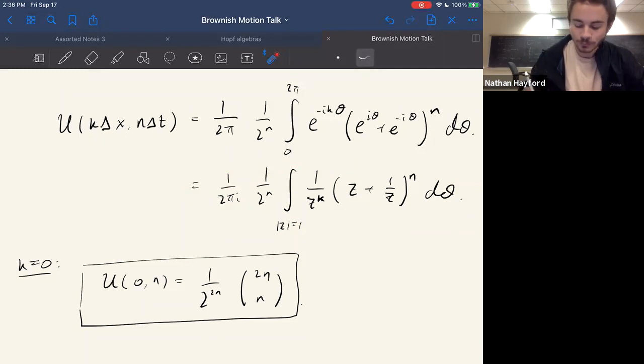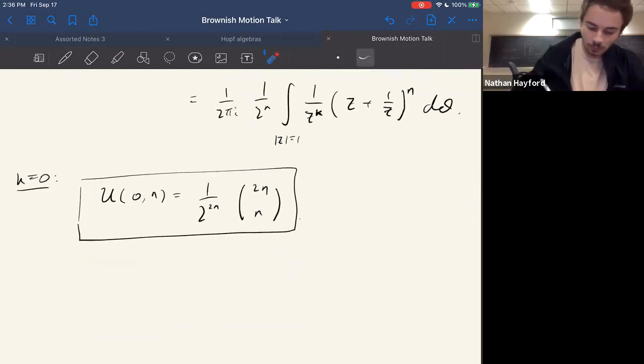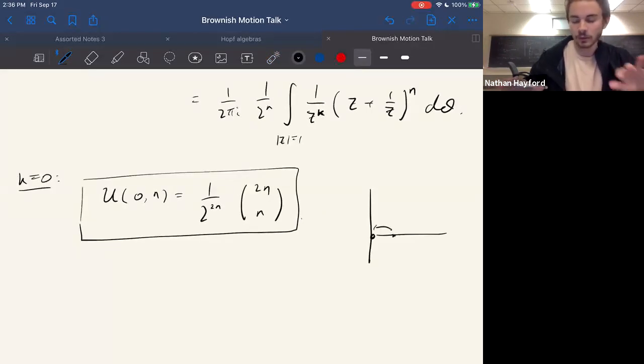So for example, similar techniques allow you to compute the return probabilities for things like a random walk on the half line. So what do I mean by half line? There is a wall here, and if the Brownian motion, or the random walk, runs into the wall, then it dies, it gets killed.